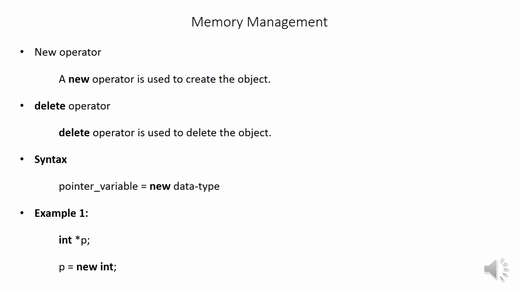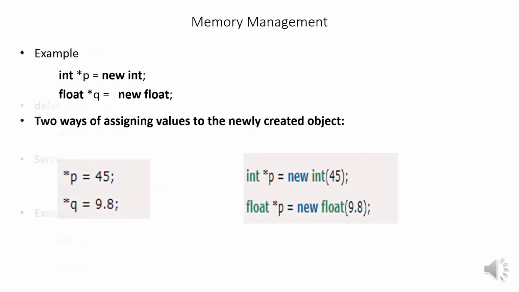So here is the syntax: pointer underscore variable. That is nothing but the pointer variable. New is the operator, and the data type we have to give here: integer, float, character, etc. There are two different types of data types used to allocate the memory for P and Q. The data types are int and float.